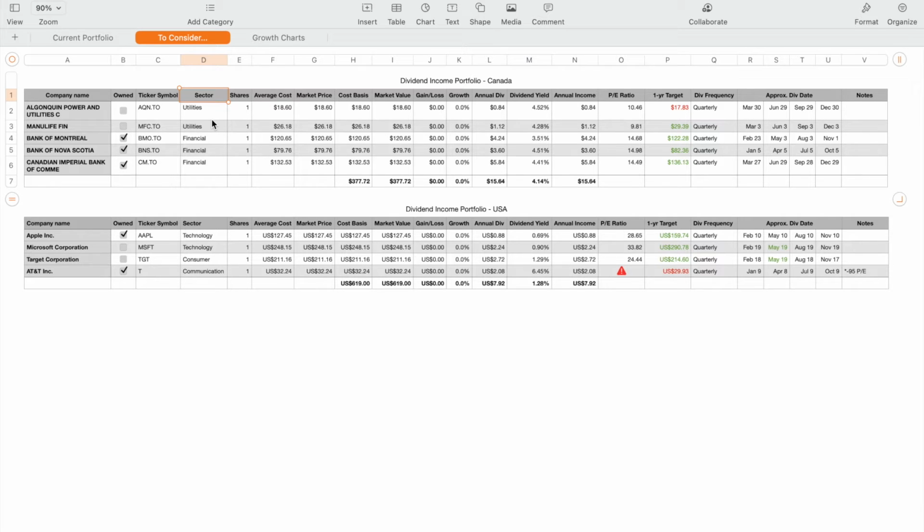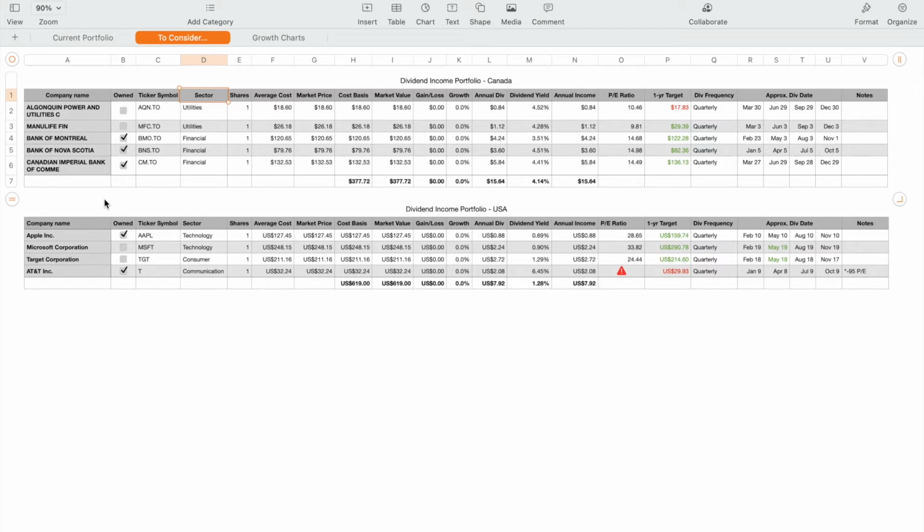The other thing that I didn't mention either is that most of these numbers here are automated. So let's take a look at how that works. Let's say I want to add a new company. Let's say I'm thinking of investing in TD Bank.